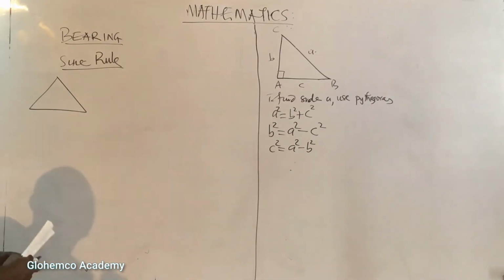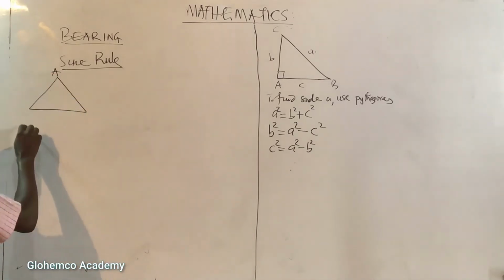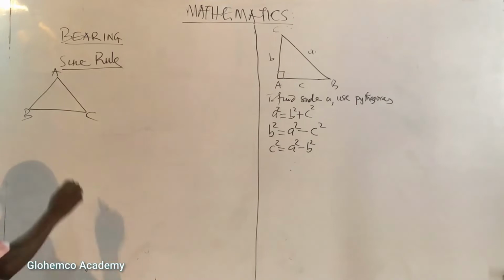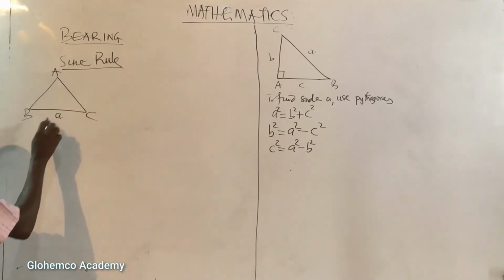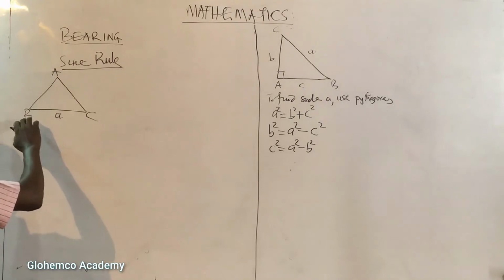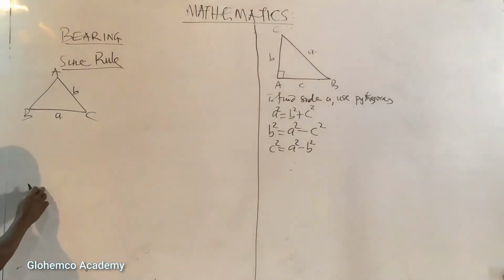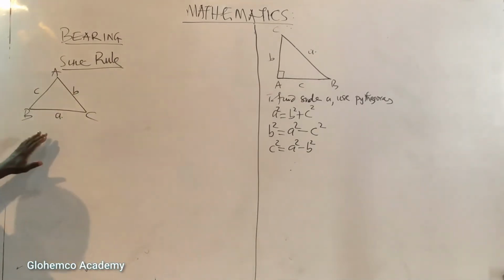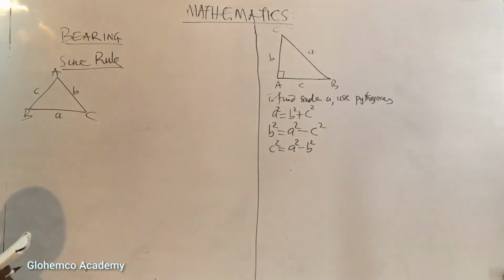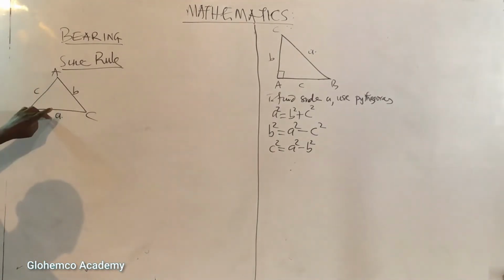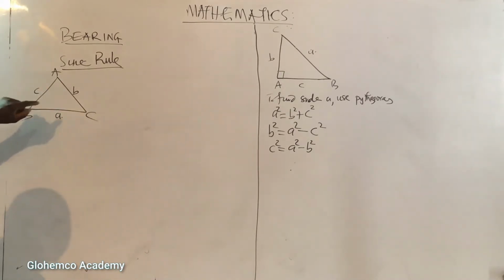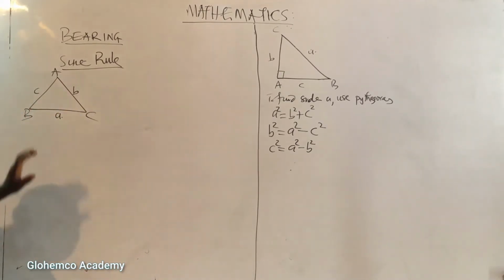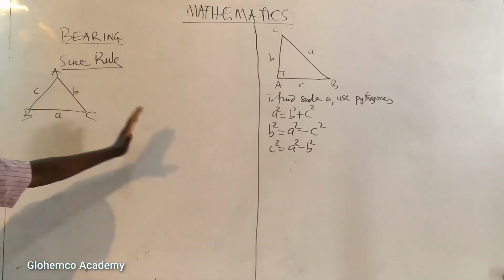If you are given any one of them, just name the sides A, B, C. This capital A will be small a here because capital A is facing the side a. Capital B is facing this side, so this one is small b. And capital C is facing this one, this is small c. Now, the condition for using the sine rule is that you must be given either two sides and one angle, or two angles and one side. Once you are given two angles and one side, you can use the sine rule.